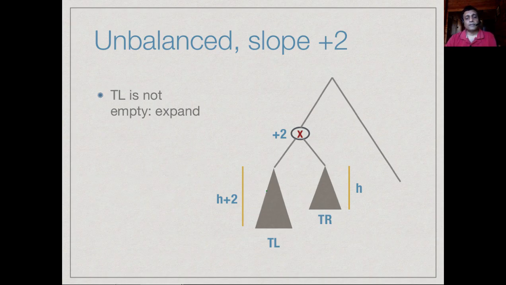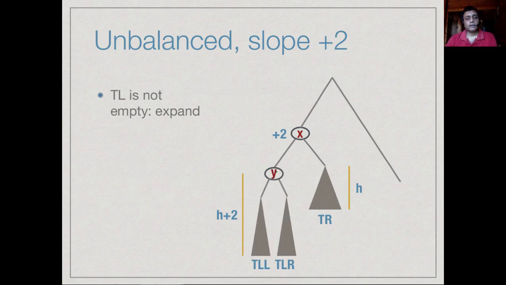Now since the left has height h plus 2, and the smallest h can be is 0, it has height at least 2. So there are at least 2 nodes here, and there is at least one node in particular. So we will expand this by exposing its root, and the root will have in general 2 subtrees. Now this whole thing has height h plus 2.